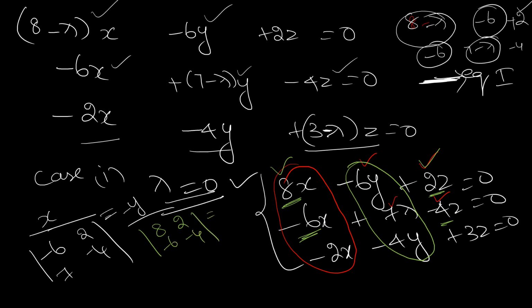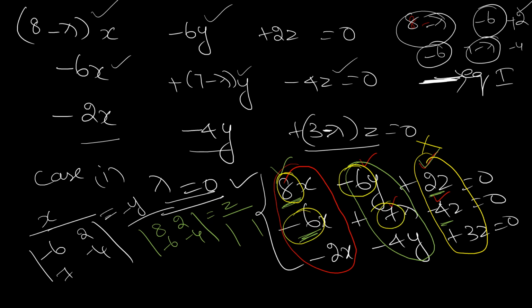And equal to z by. Let me take this color, yellow color. I'm just going to mark this z. It means I'm not going to use this. What are the leftover coefficients? 8, minus 6, and minus 6, 7. So I'm going to write 8 minus 6 and minus 6, 7.